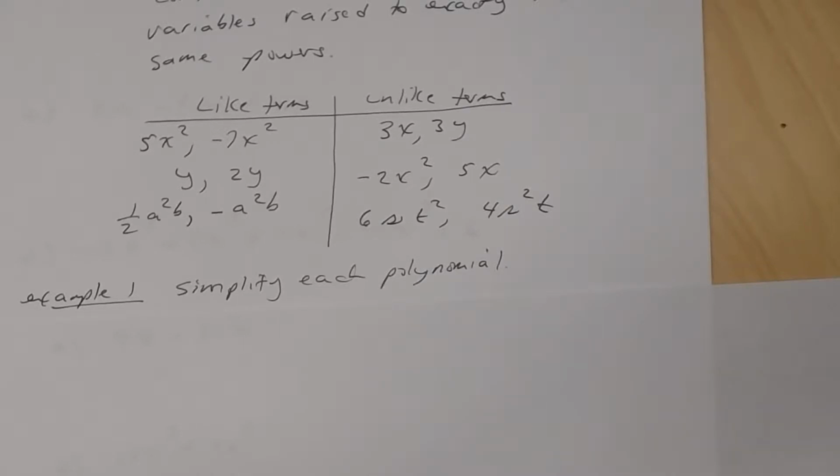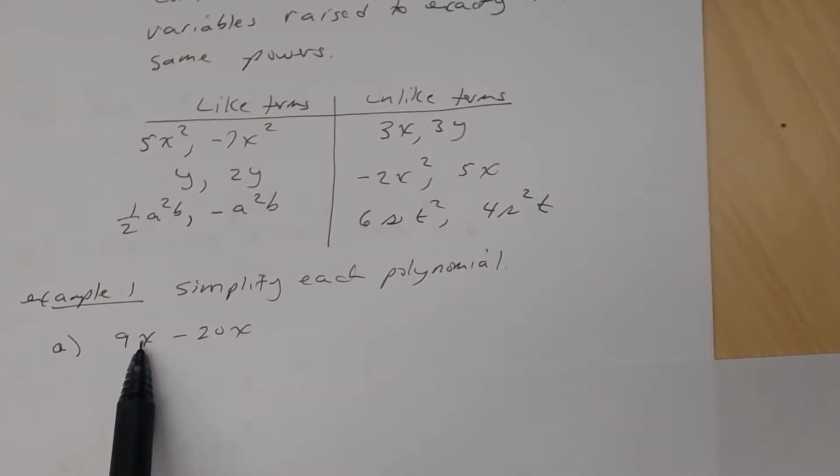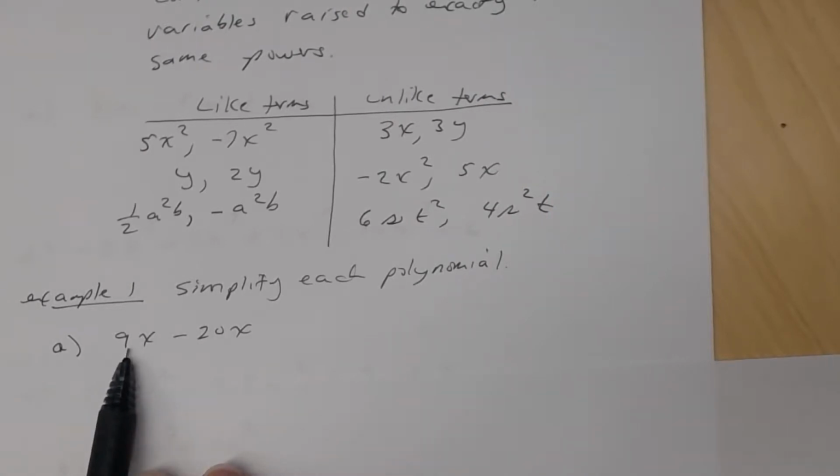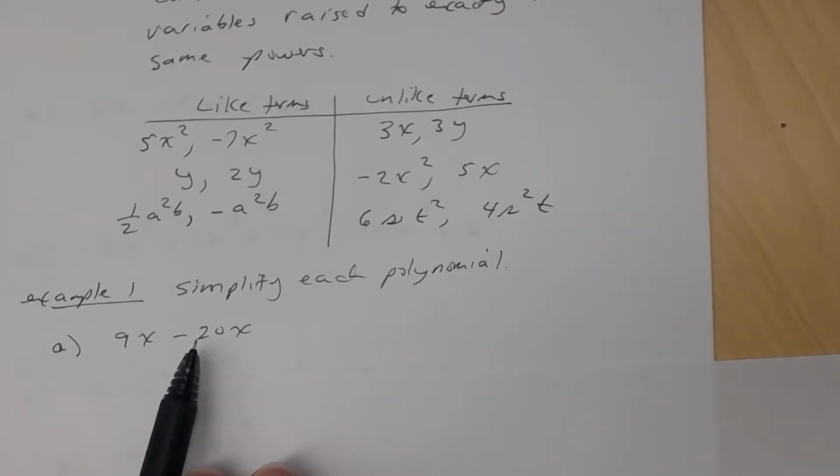Now remember, the problems in this lesson will have the same variable. In other words, if you look at the first example, the only variable you see is x. Nothing else. There's no x and y. It's just x. Now remember, these are like terms. So 9x and a negative 20x.